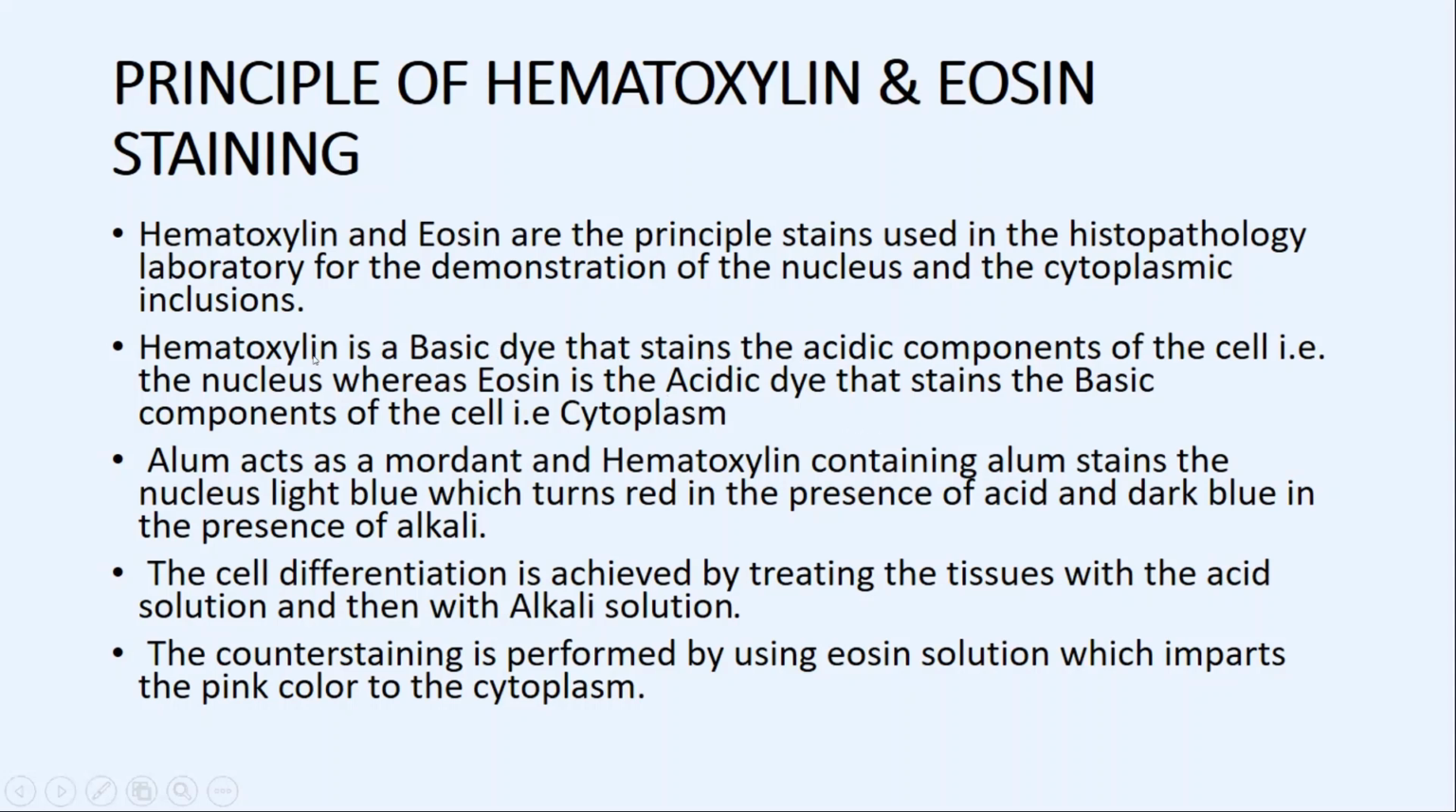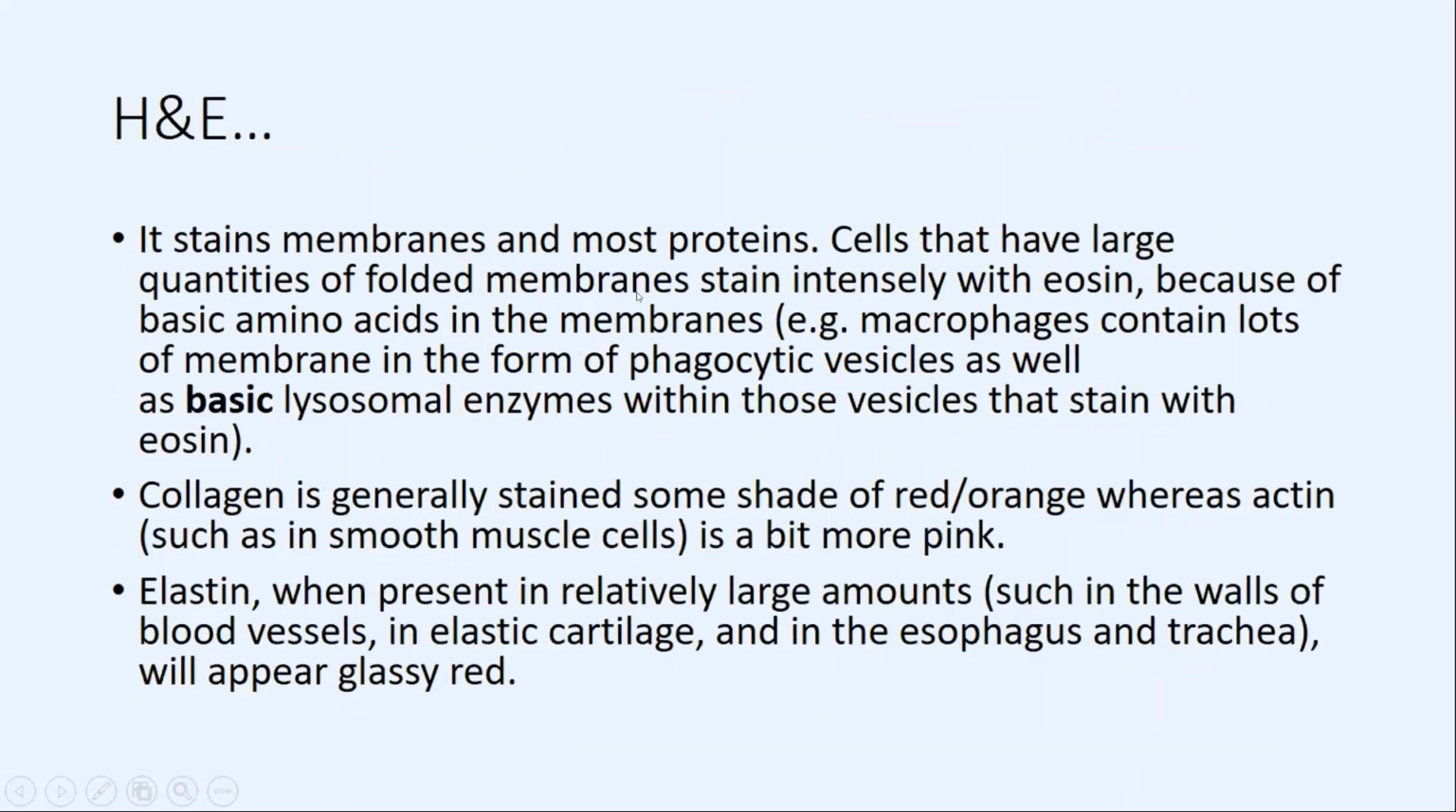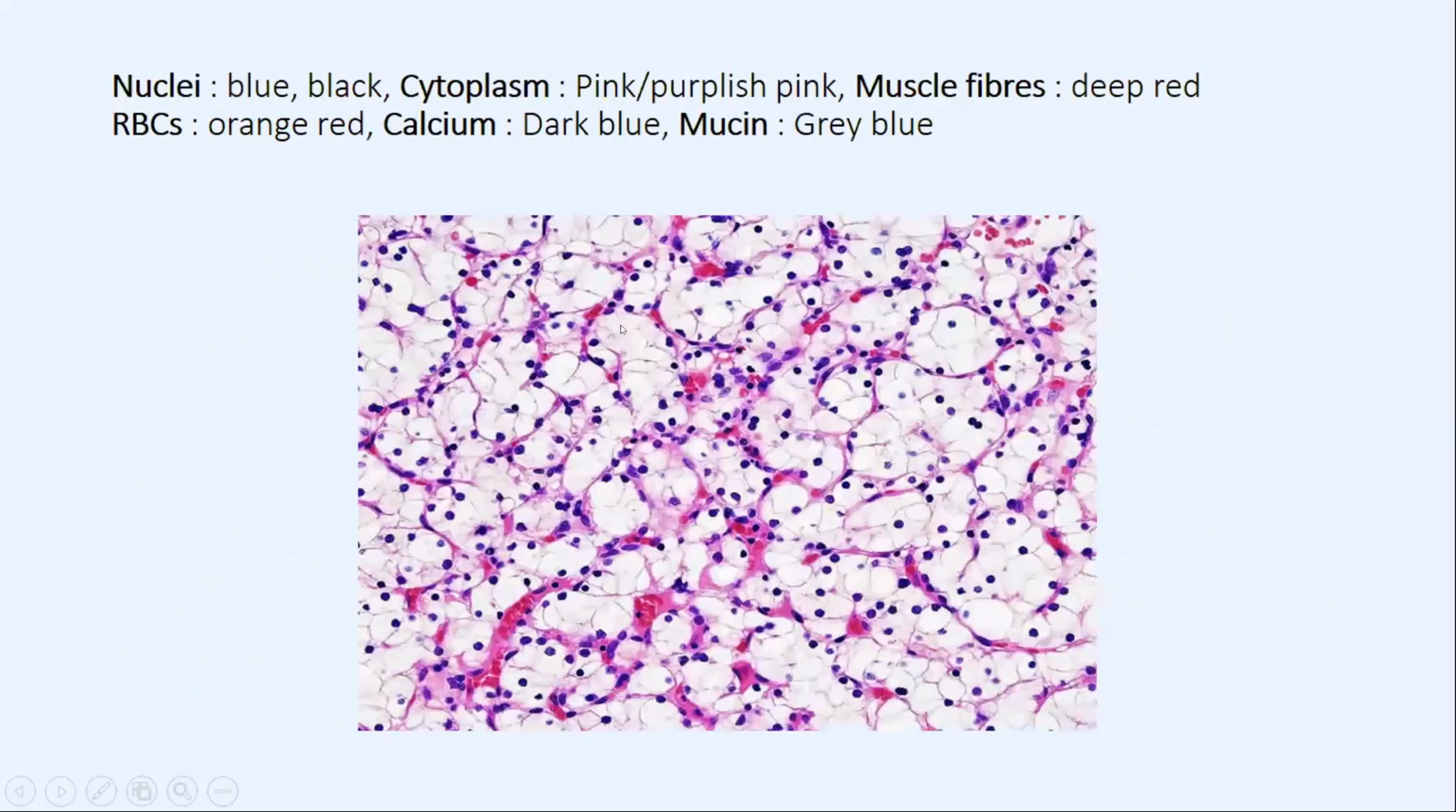For example, the nucleus. Whereas eosin, the acidic dye, stains the basic component of the cell, which is the cytoplasm. So basically, it's an acid and base kind of reaction. Remember that. When you talk about acid and base, it has to do with the charge, H plus.